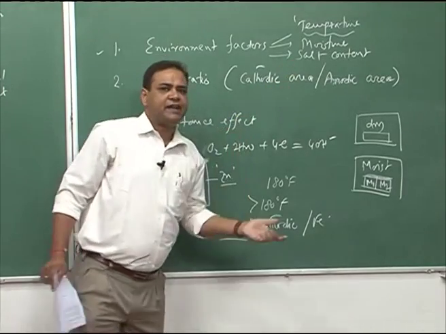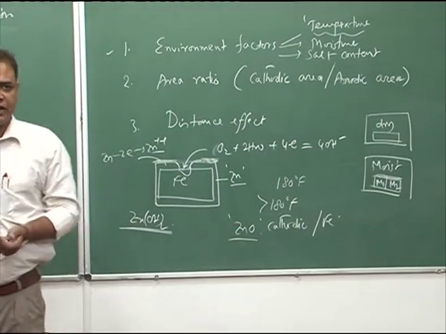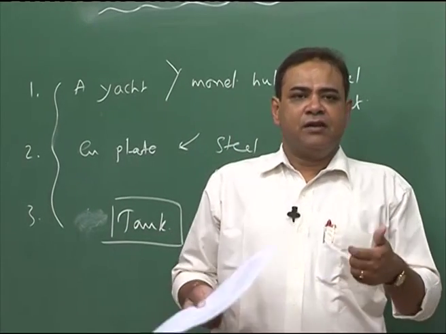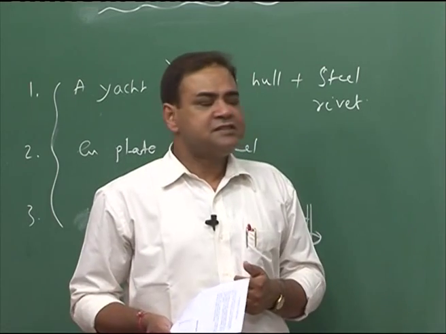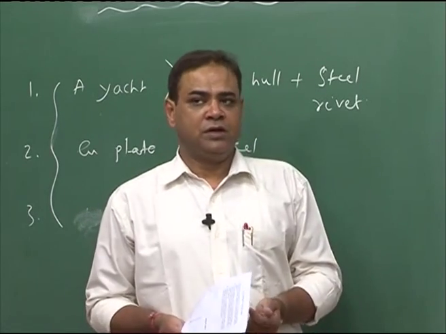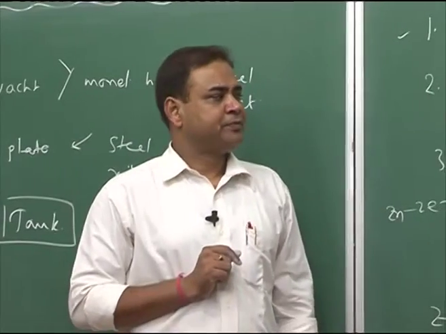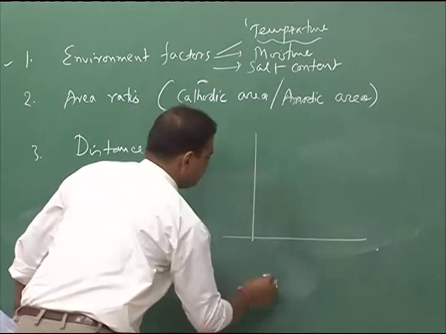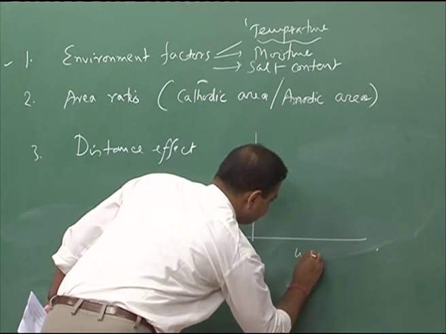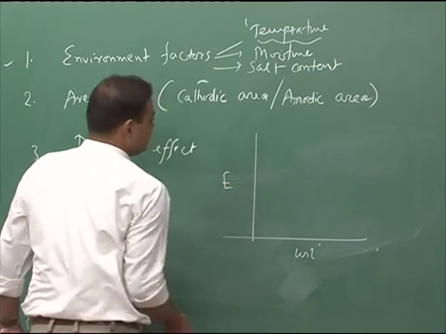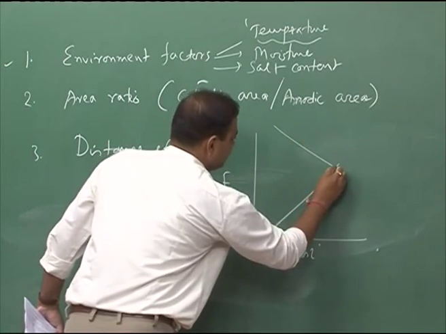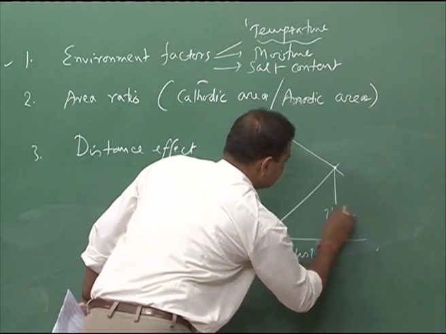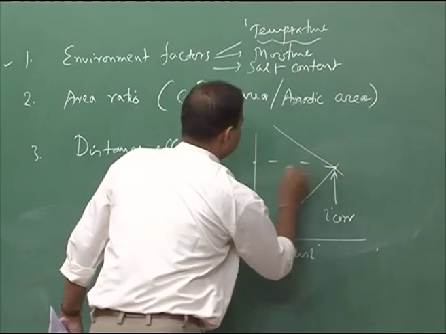Now, salt content, of course, again salt increases the conductivity of the electrolyte. If it increases the conductivity, there would be easy current flow, and ease in current flow means there could be more corrosion. Now, it can be explained on the basis of mixed potential theory. If we draw the mixed potential plot, log I versus potential, this is my corrosion point, this is my I corr, and this is my E corr.